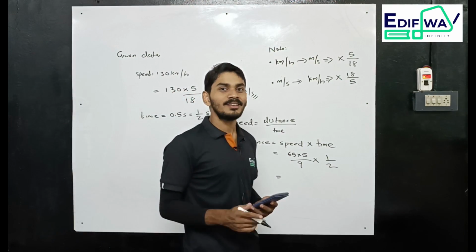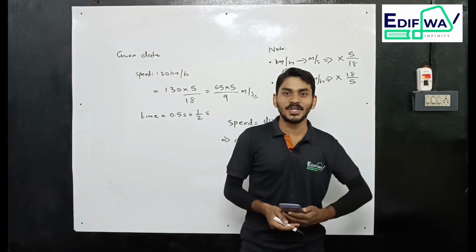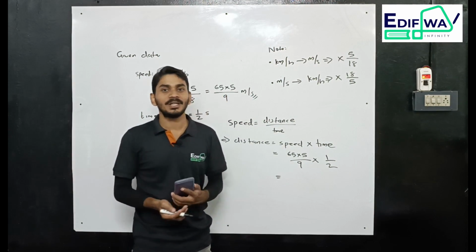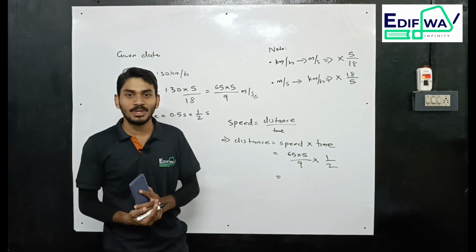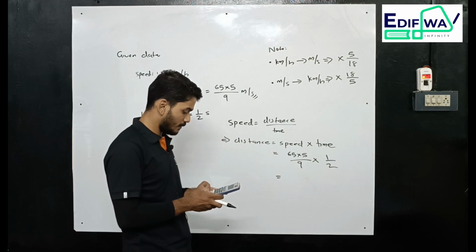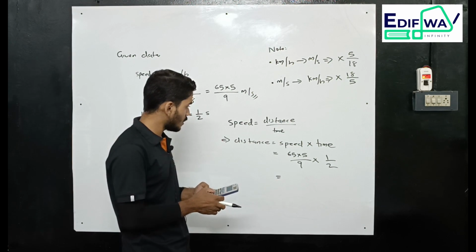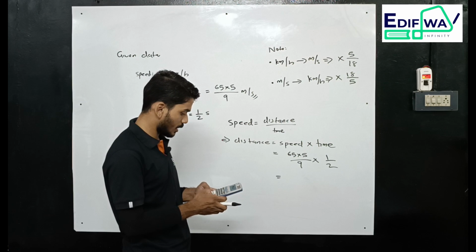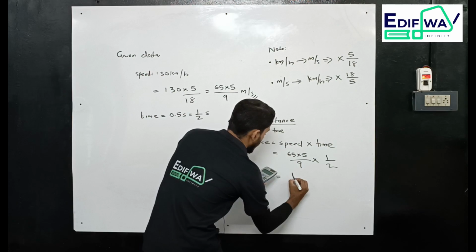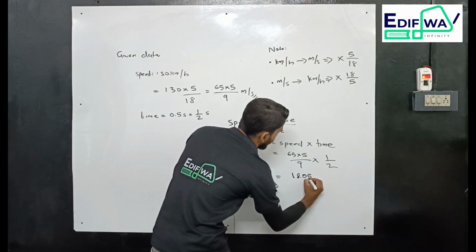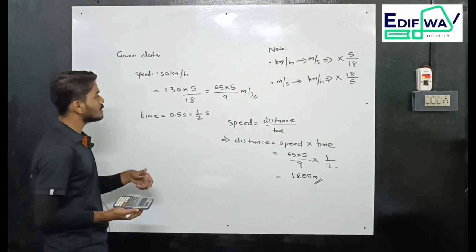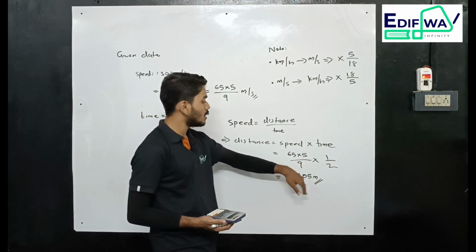You should not use a calculator because you are going to write competitive examinations as well as board examinations, so you will not have calculators with you, but I am using a calculator not to waste time. So 65 into 5 divided by 9 times 2. Your answer is 18.05 meters. Clear? So this is the distance the car will move.